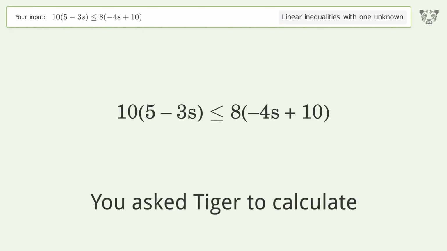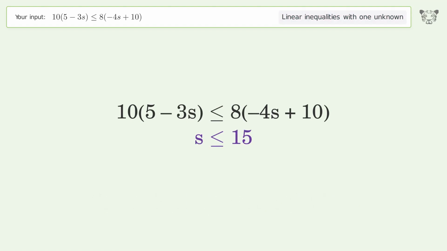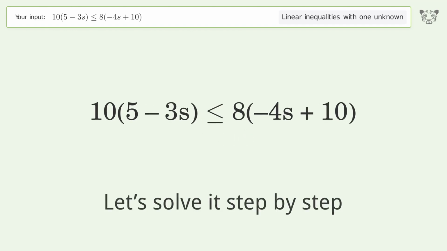You ask Tiger to calculate. This deals with linear inequalities with one unknown. The final result is s equal or smaller than 15. Let's solve it step by step.